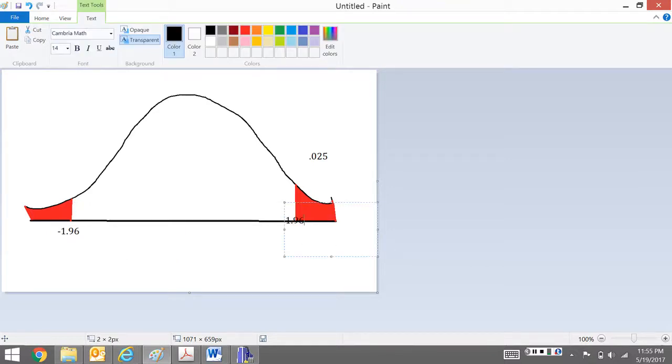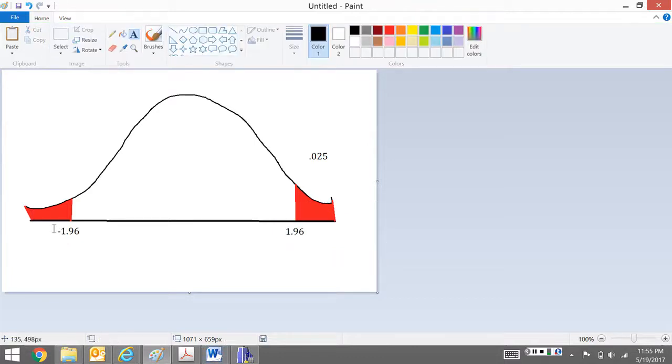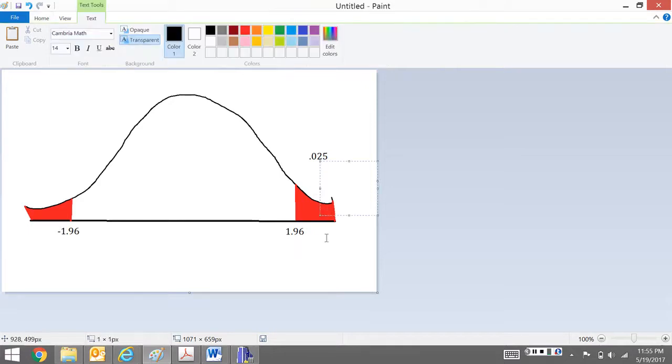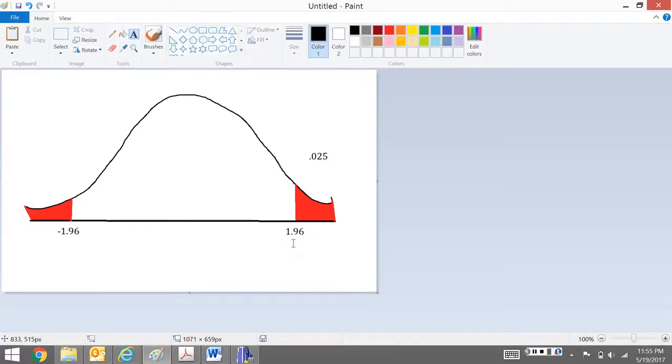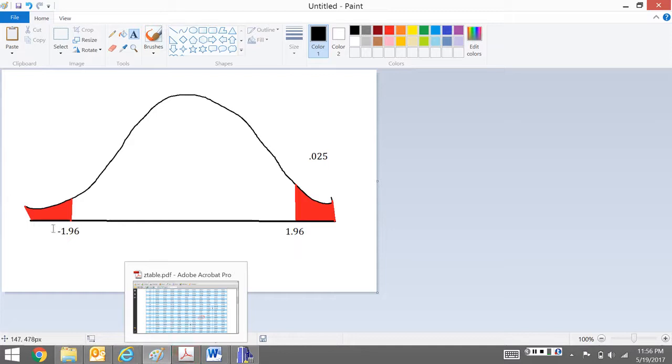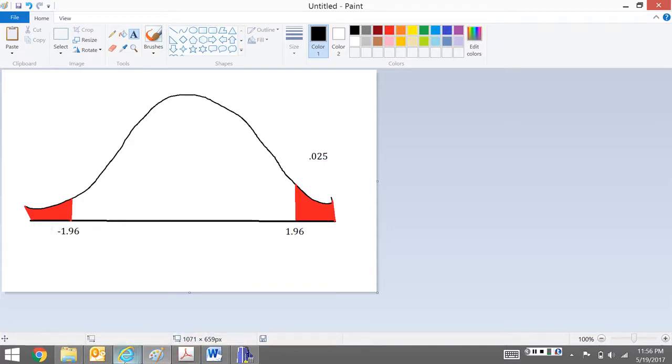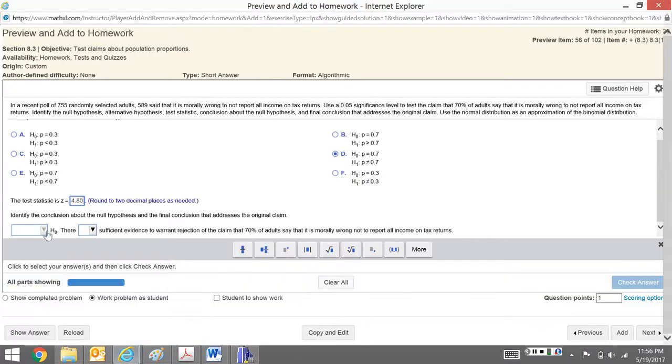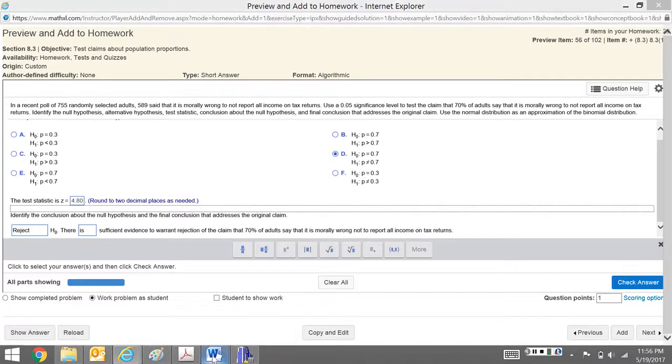Now what we have to ask ourselves is, does the value that we just got, 4.8, fall in either red zone? Well, yes, it does. It falls in this red zone out here, because it's larger than 1.96. The red zone is my rejection zone. That means I will reject this because it's greater than. Had it been smaller than the negative value as well, I would also reject it. So I come back here and I am going to reject the null. There is sufficient evidence to warrant the rejection of the claim that 70% of adults say it's morally wrong not to report.